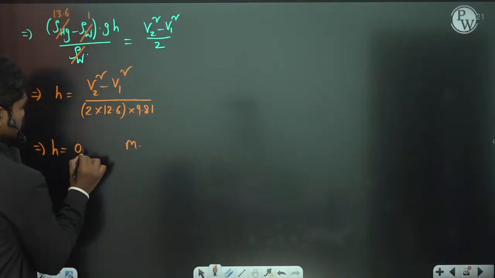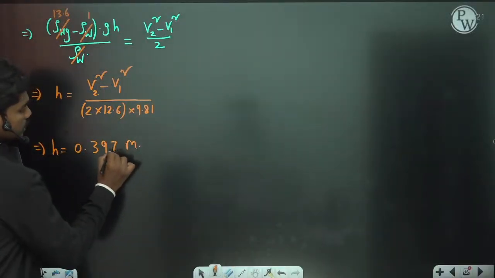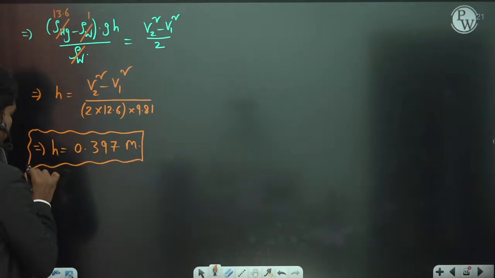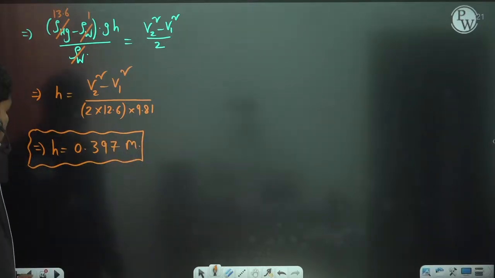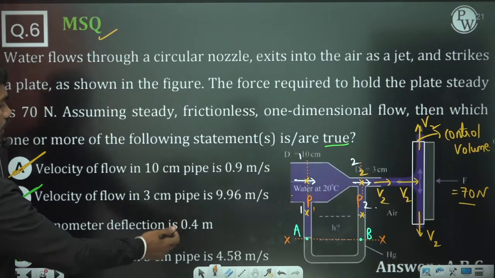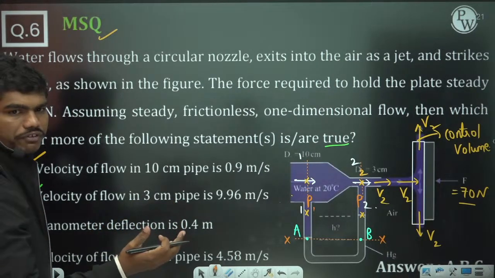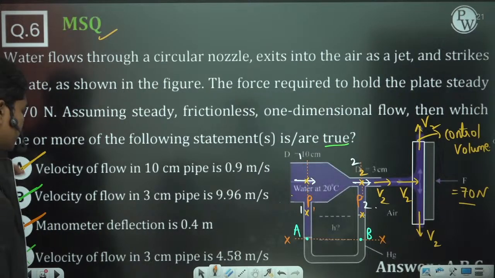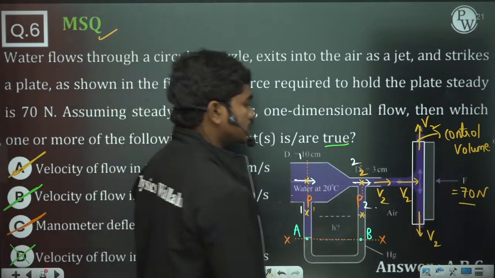So 0.397 meters. That means the manometer has shown a deflection of 39.7 centimeters. 39.7 centimeters is the deflection shown. If you round off to 40 centimeters, that is 0.4 meters. So statements A, B, C are the correct statements in this case.